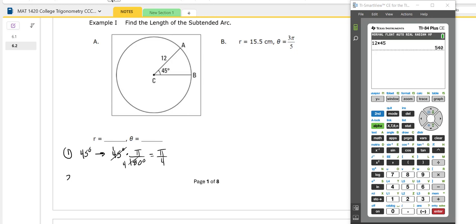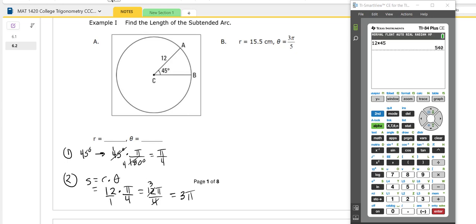Now the next thing is we just do S equals r times theta. So we'll do the radius, which is 12, multiplied by theta, which has been converted to pi over 4. You could put the 12 over 1, multiply straight across like you do fractions, and then reduce that fraction. So you would actually just get 3 pi.